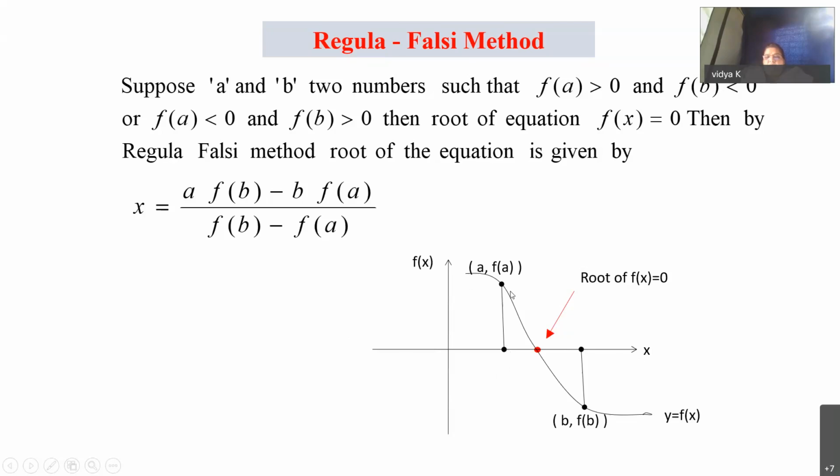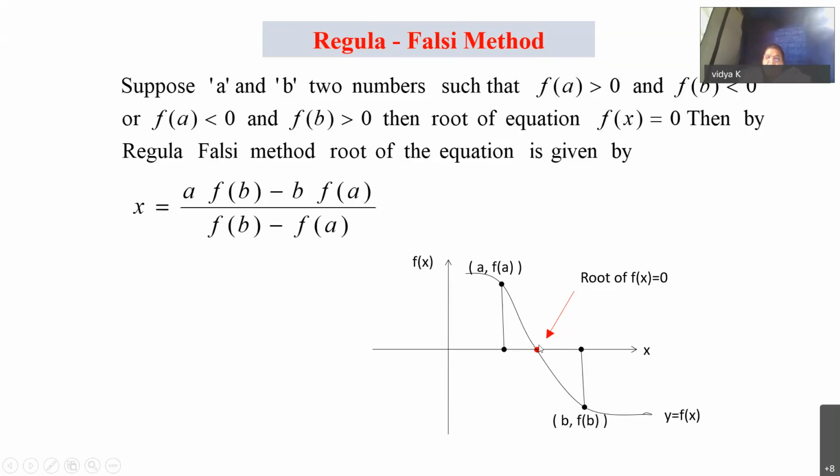So the graph should cross the x-axis at least once. Then only the graph of that function y = f(x), if it crosses the x-axis at least once, has roots. Suppose it crosses twice, then it has two roots. If the graph crosses three times, then it has three roots, like that. At least once it should cross. Suppose you have a graph like this, then that function is not having a root at all. So it should cross.